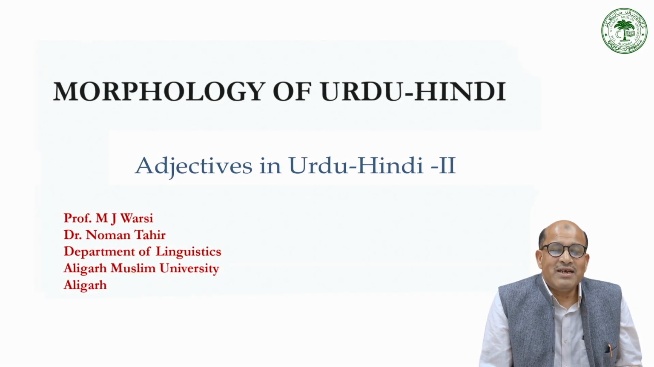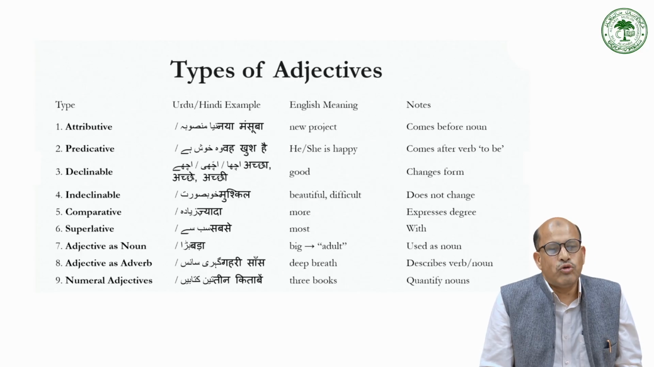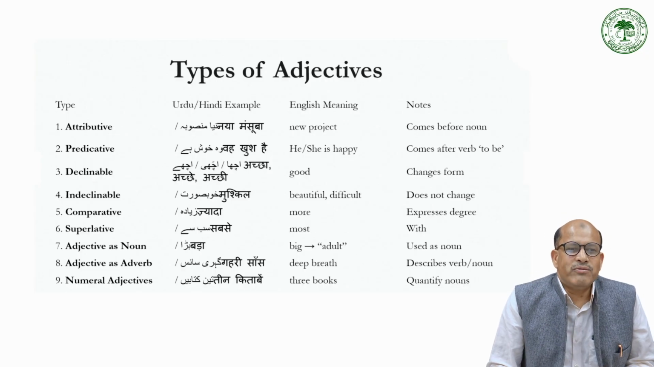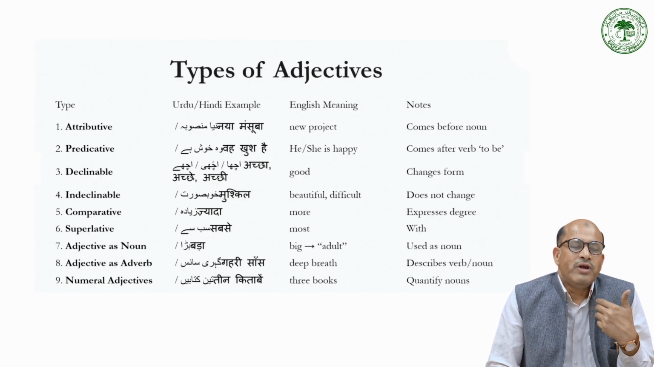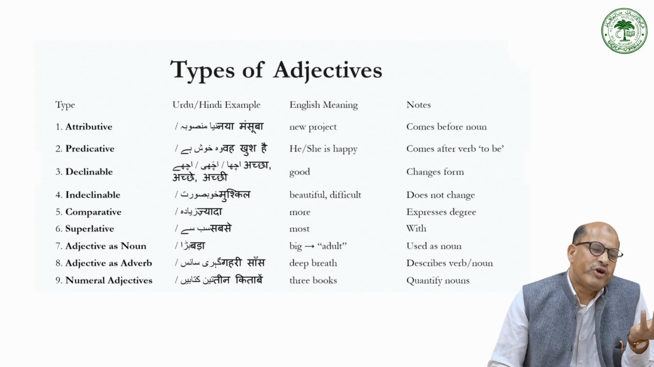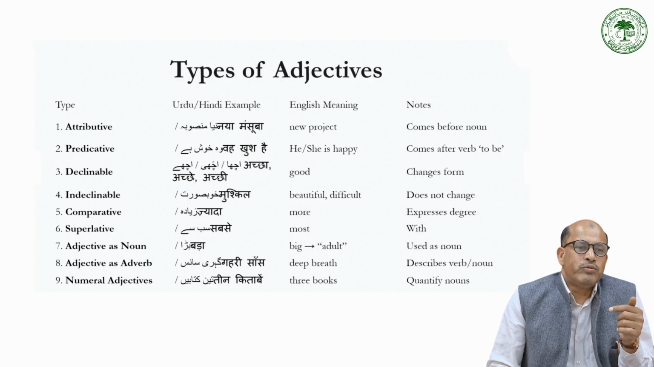So there are different types of adjective. At this stage, I do not want you to remember every adjective, every type, but you should have an idea what kind of adjectives I am talking about and how it works in Hindi Urdu morphology. So if you look at this, the first one is attributive: Naya Mansuba, new project, comes before the noun. Predicative: वह खुश है, comes after the verb to be.